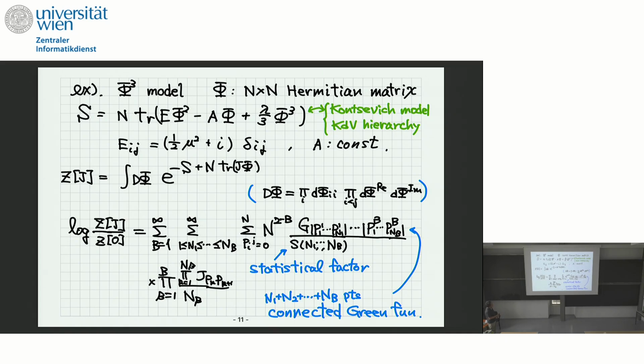So the partition function with external field is written by this guy. The measure is the usual measure, so that is invariant under the UN transformation.